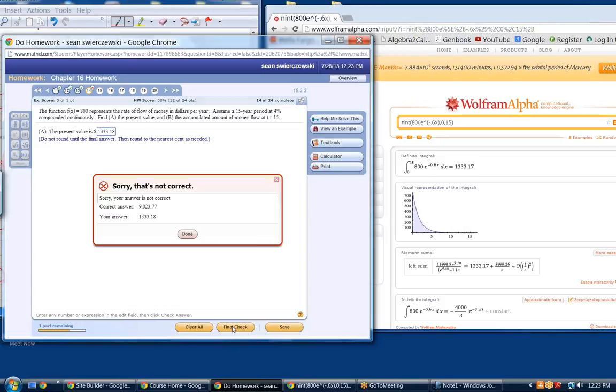Wow. What is that? Exactly 6 times? No, 7, I think. 9023 divided by 1333. No, it's not even 7. It's not a whole number?